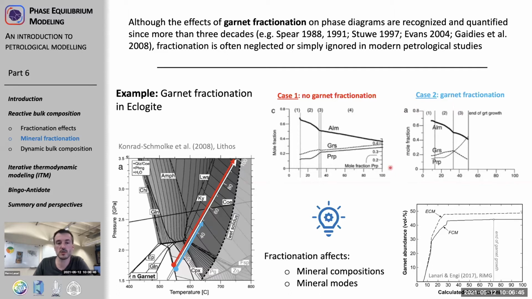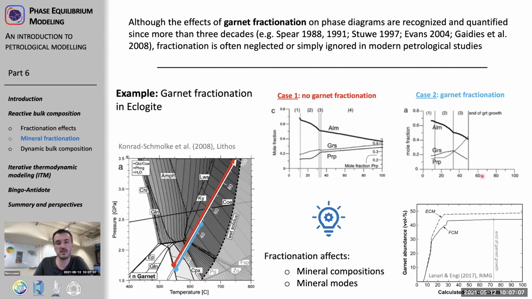And in this case, what you can see first is that the composition of zoning in garnet, look at, for example, pyrope and grossular here, is different between the two scenarios, because in the case on the right, the reactive bulk composition is changing along every point of the PT path. In this case, the bulk composition is used for every point.